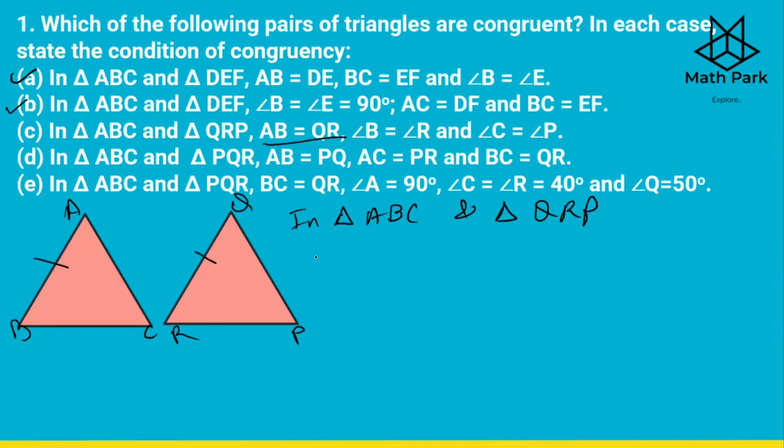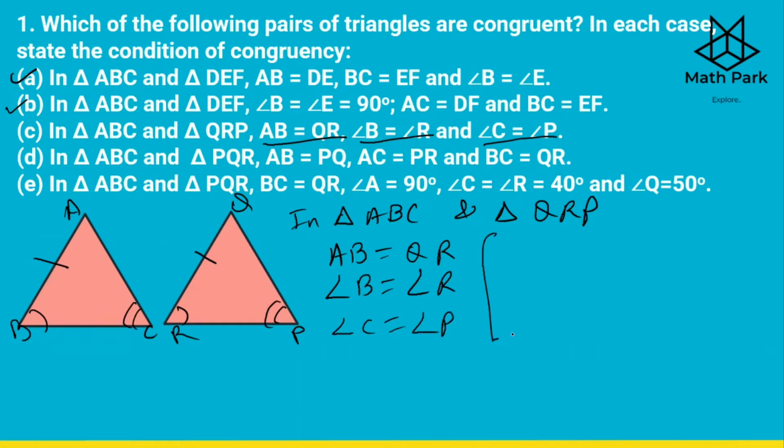So you are given AB is equal to QR. This is given. Then you are also given angle B is equal to angle R. So angle P is equal to angle R. And you are also given angle C is equal to angle P.